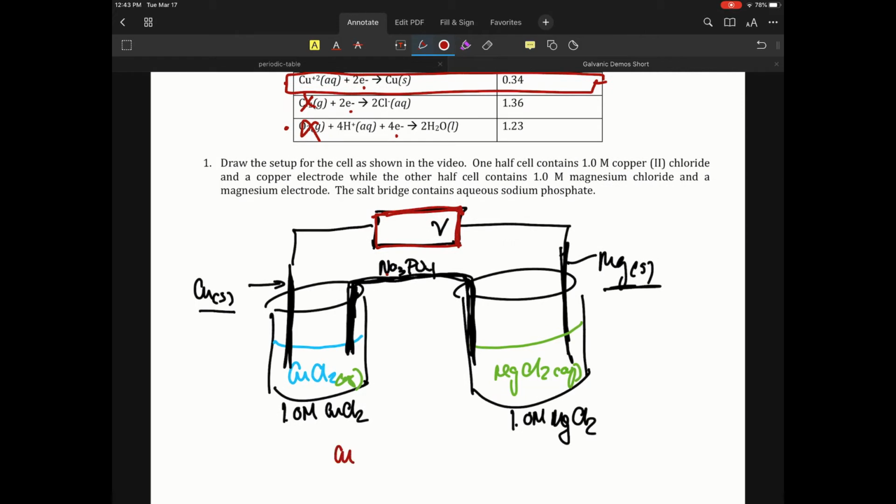So I would say that my reduction reaction is probably Cu2+ plus 2 electrons gives us copper solid, and that's 0.34 as my voltage.